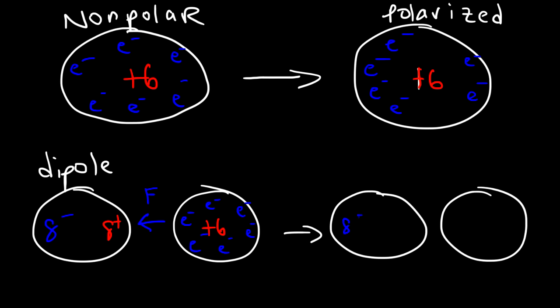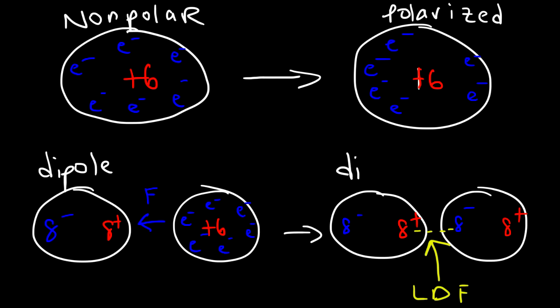The first atom is going to be the same. It still has its temporary dipole. And now the second atom is polarized as well. It has an induced dipole. So now this side of the atom, which has a partial positive charge, is attracted to the left side of the second atom with its partial negative charge. And so that force of attraction that connects those two atoms, this is the London dispersion force. It's a temporary dipole-induced dipole interaction.